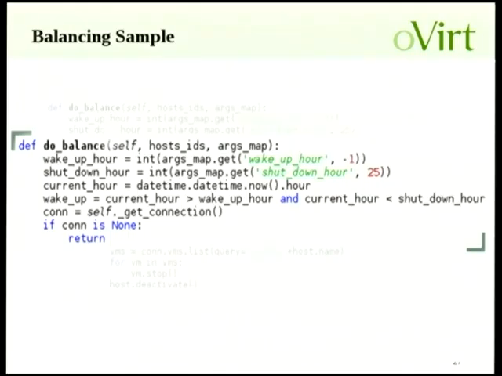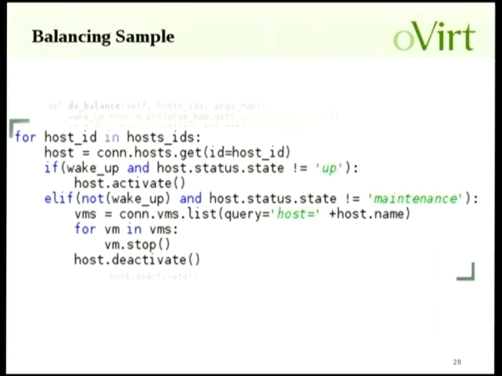Here we will show how in the wake-up hour, we will basically get all the hosts, and if it's wake-up hour, we will activate all the hosts. If we need to sleep, then we will connect using our SDK and get all the VMs from that host. We will stop all the VMs and we'll deactivate the host. Same bank example.